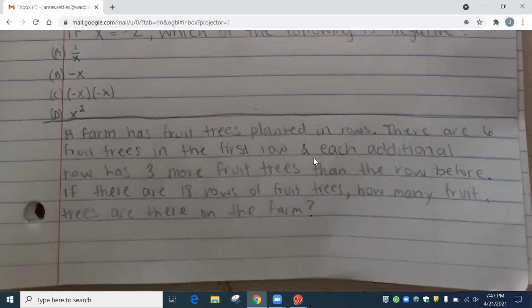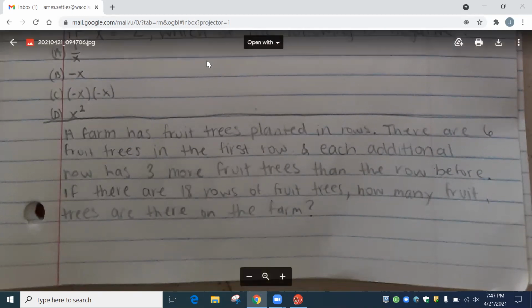Okay, this is sad, but the first thing that I think of, and this would take forever, is to actually draw a picture where you're like, there are 6 fruit trees, 1, 2, 3, 4, 5, 6. And then, the next one, 1, 2, 3, 4, 5, 6, and then add 3 more, right? And then doing that 18 times and then counting them all up. So that's my first thought, which is a terrible idea.